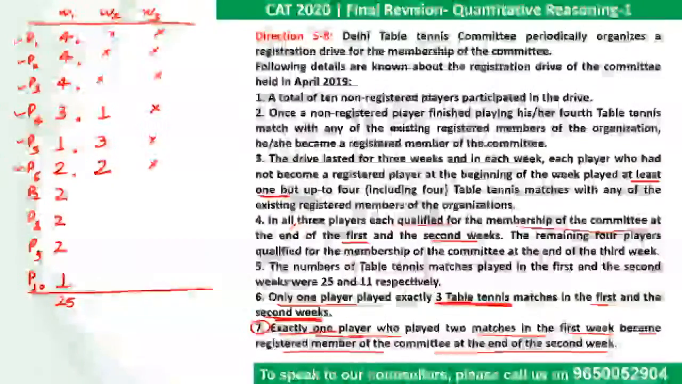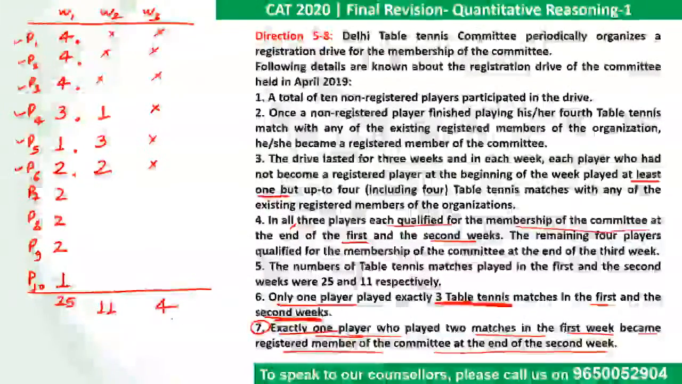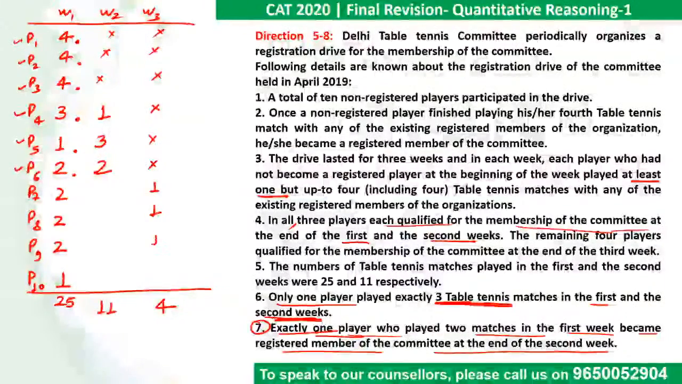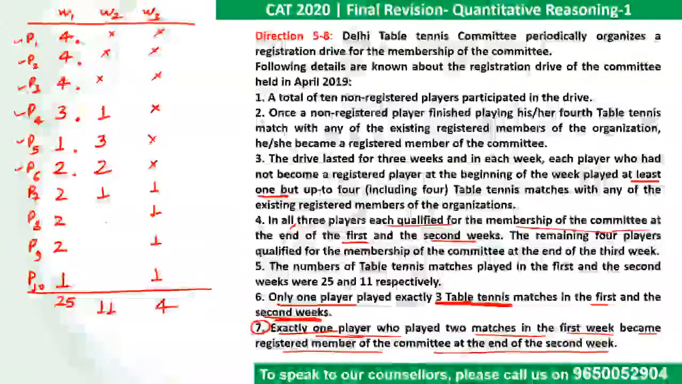By the way, here we have 11. And in the last week, number of matches played are 4. So obviously, P7, P8, P9 and P10, all of them played 4 matches. Okay. And for every player, total number of matches played must be 4. So P7 must play 1 match in the second week. P8 also must play 1 match. P9 again 1 match. And P10 2 matches.